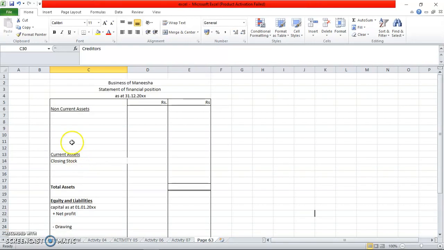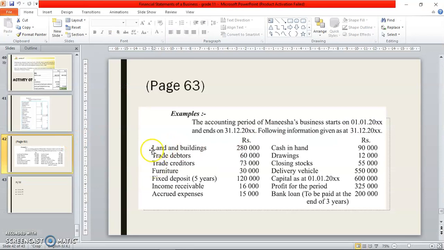Okay, so you all can do that. Then you have to put them in the relevant places. Land and building come under non-current assets, trade debtors current assets, creditors current liability. Likewise, you put them in the relevant places and you should be able to find the answer.